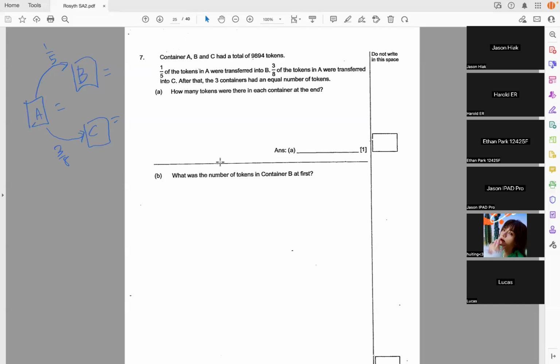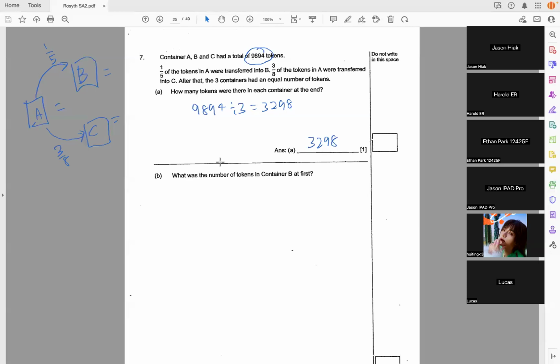Okay, if they are going to be equal, then they are going to spread this equally. 9894 into equal parts. 9894 divided by 3. So each box in the end will contain 3298. This is pretty easy. Question part A. Let's do part B. What was the number of tokens in container B at first?